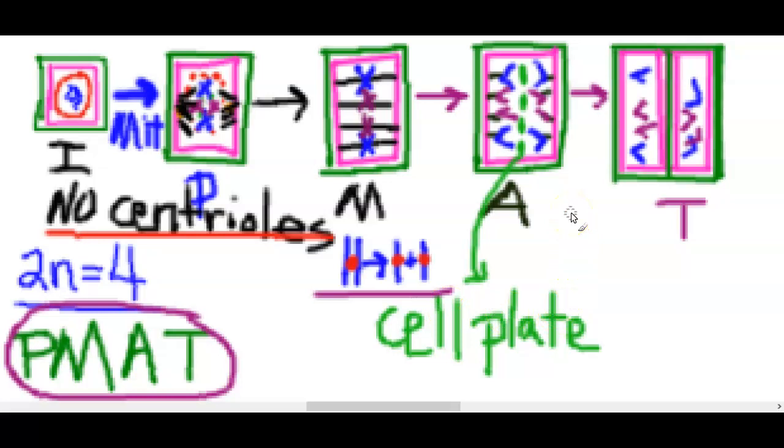Anaphase, that is where cytokinesis begins, and their cytokinesis, because of their rigid cell wall, is going to be in the form of a cell plate right there. And that continues on until we get to telophase, where now they each have their own new membrane and new cell wall. These are all diploid.